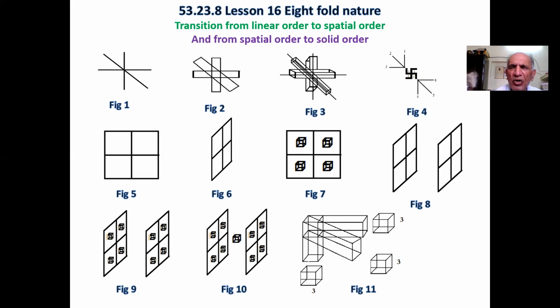Now, spatial order being of nature as its axis being of its surface, two space, plane, square, and the split of a square into quadruple quarter squares is the feature which deserves to be comprehended well to have proper appreciation of the transition from the linear order, line as axis, to spatial order, plane as an axis.